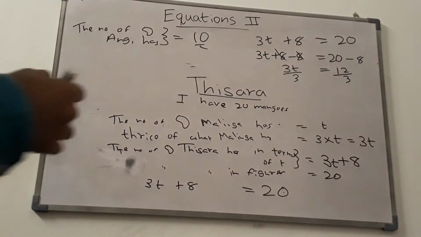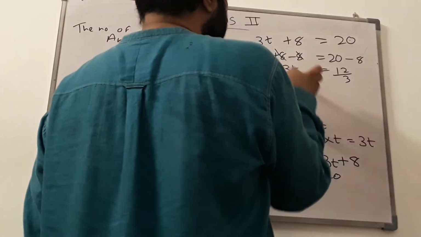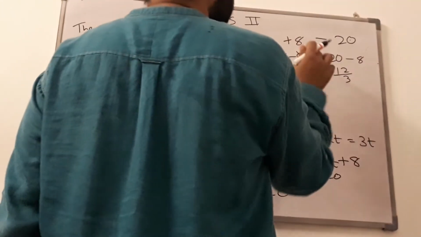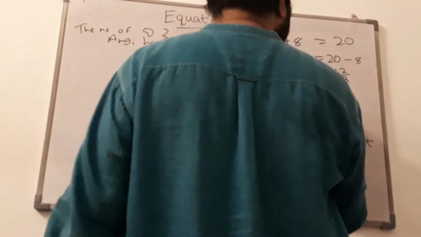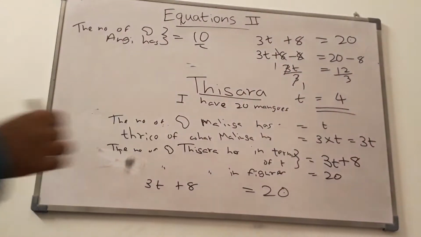Hence, in front of T it will be 1. If we multiplied by 0 we wouldn't get a T term. So to get a T term, we have to divide 3 by 3. Hence we get a T term, because here is 1, and 1 times T is T. So T equals 12 divided by 3, which is 4. T equals 4.